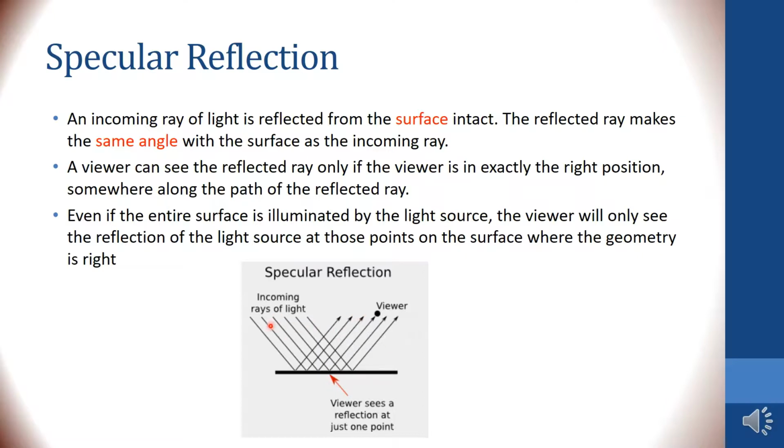The viewer will only see the reflection if the viewer is in exactly the right position. For example, if the viewer is here, this viewer will only see this ray of light, only managing to see it because the viewer is in the right position along this reflected ray. So this is the specular reflection.